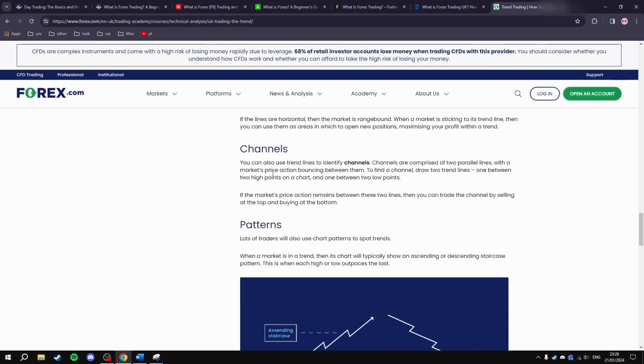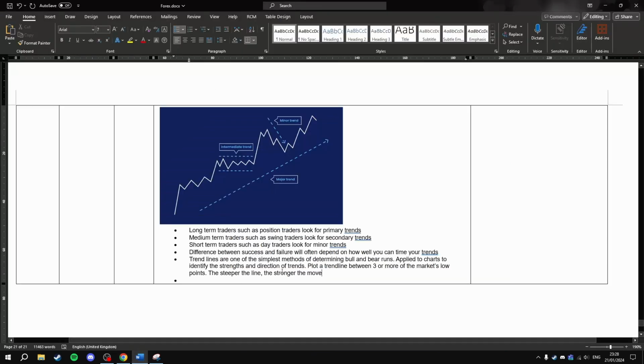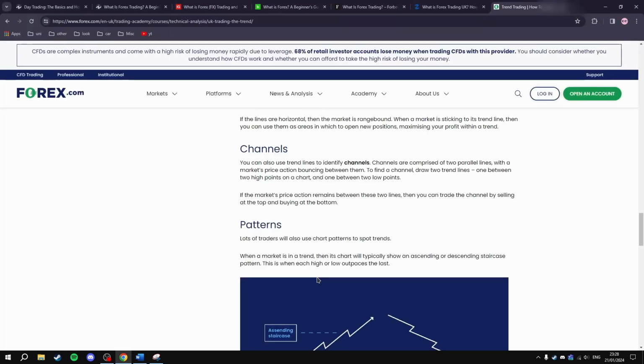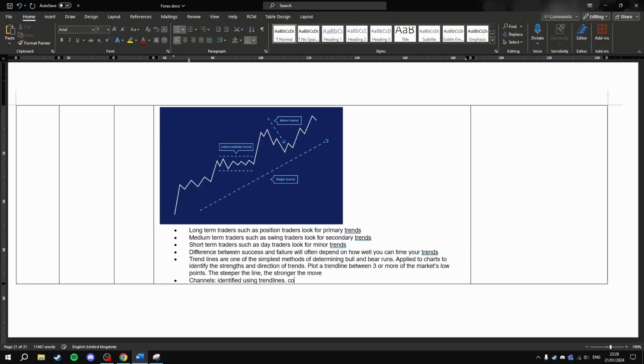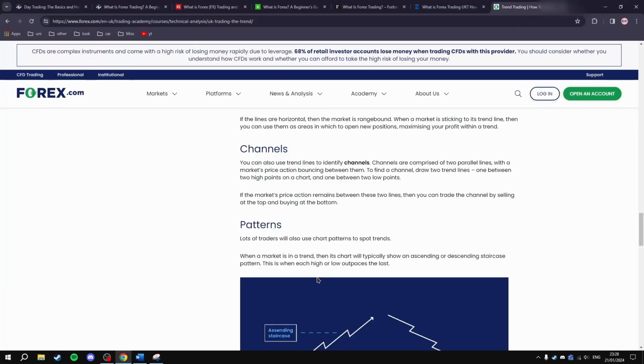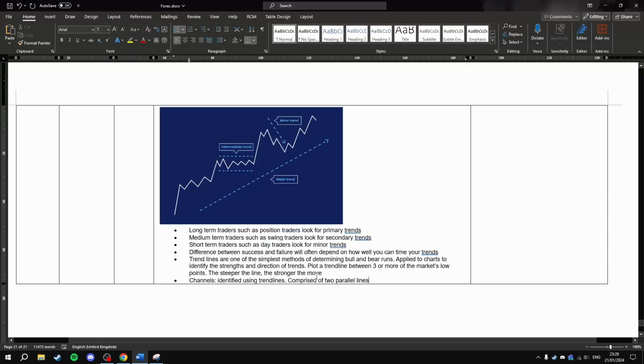Channels. You can also use trend lines to identify channels. Channels are comprised of 2 parallel lines, with a market's price action bouncing between them.